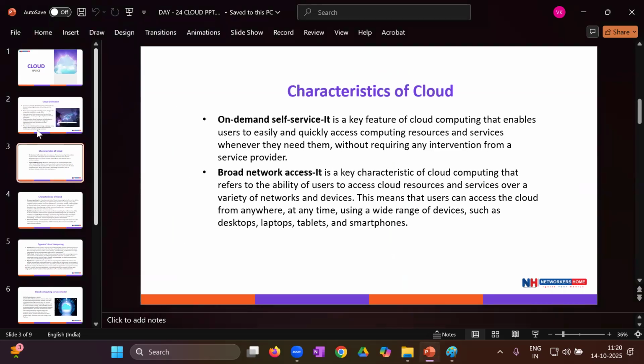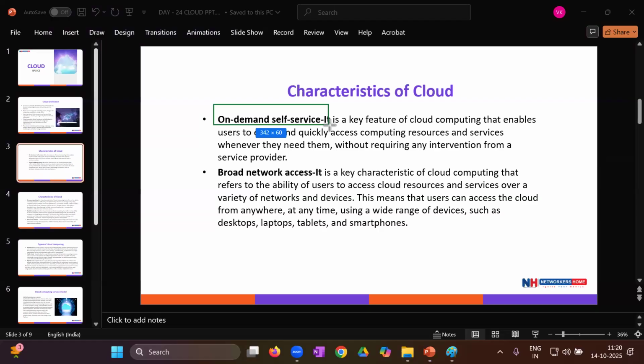See, what are the characteristics of the cloud? It is saying that it is going to provide you on-demand self services. It means that whenever they need them, without requiring any intervention from the service provider, they can use that. So it enables users to quickly and easily access the computing resources and services whenever they need them.